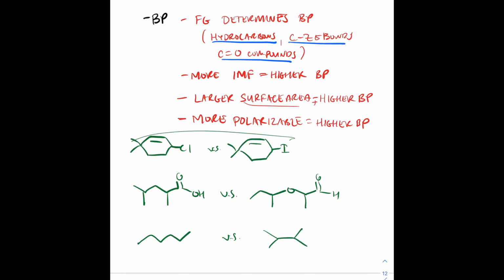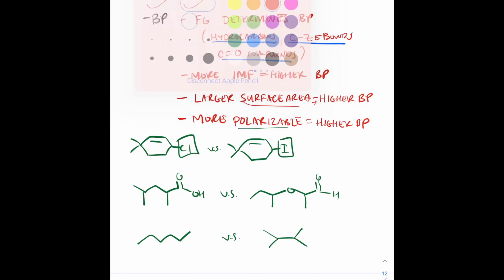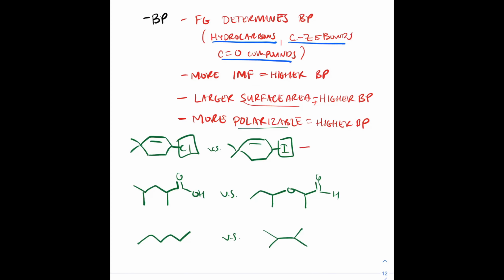And so what's the subtle difference in this set right here? Well, it's not so subtle, I guess. It's this guy right here versus this guy right here. So where does that apply? That applies to polarizability. And since iodine is more polarizable, this one would have the higher boiling point.